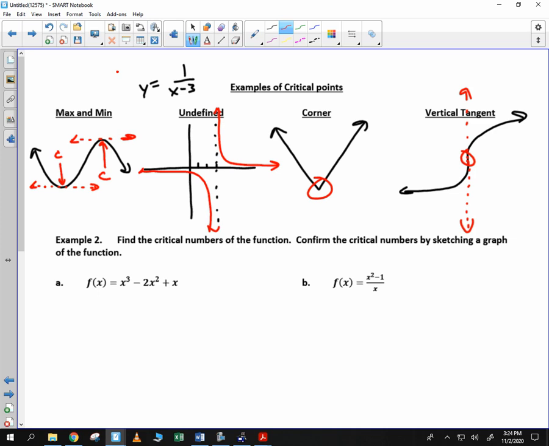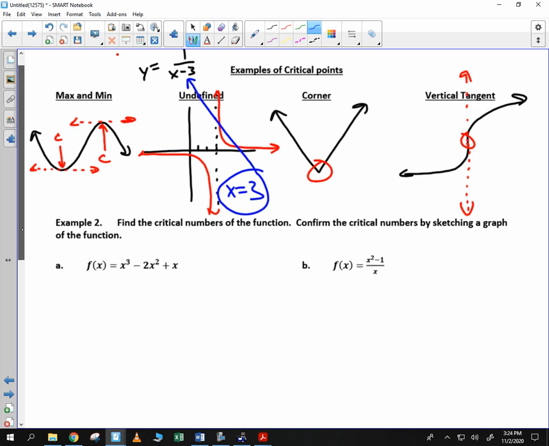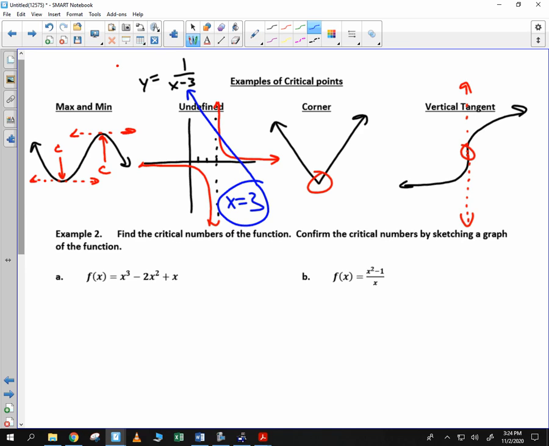Now, the fact is that some people would say, well, x is equal to 3, that's a critical point. We technically don't say it's a critical point because it's not actually part of the domain to begin with. So you can see, yeah, you can't take the derivative at 3, but 3 isn't part of the domain anyway. So it's a little subtlety in the definition of what we call a critical point. We say it has to exist in the domain first. So if it's undefined, we actually really don't say that it has a critical point at that spot. But for local max, local min, the corners, and vertical tangents, we consider those critical points.